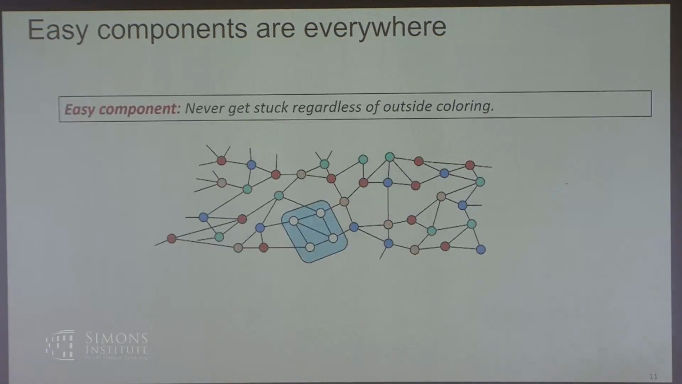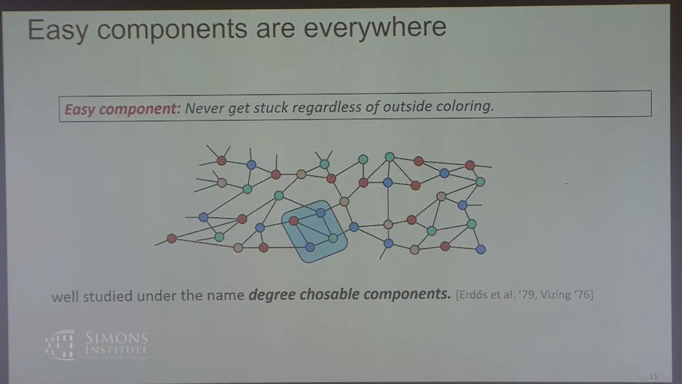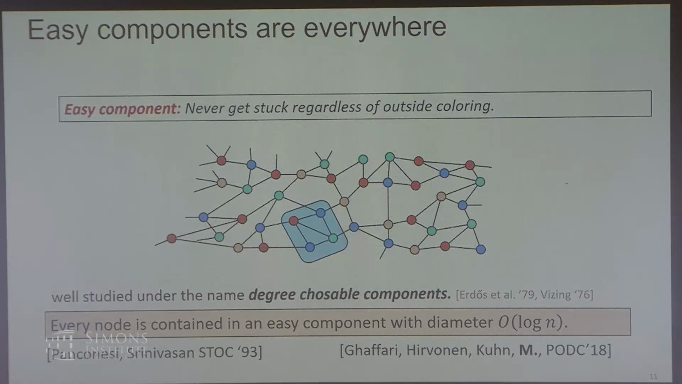And at a very high level, they need one definition. This is the definition of an easy component. This is an induced subgraph in which you can never get stuck. Regardless of how you color it outside, you can always existentially complete the solution in this subgraph. So these are well studied under the name of degree-choosable components. And what we showed a few years back is that every node in a graph is contained in such an easy component with a small diameter.